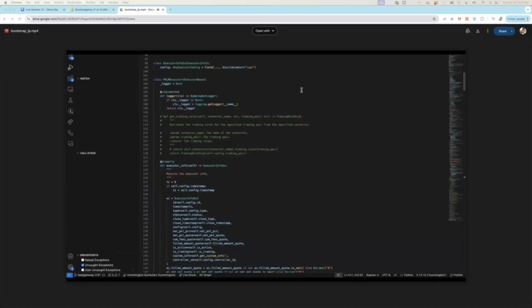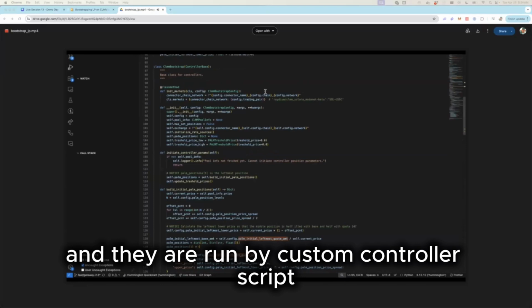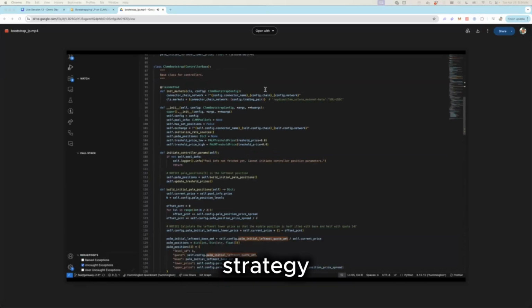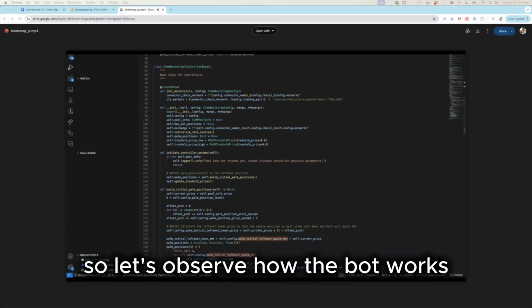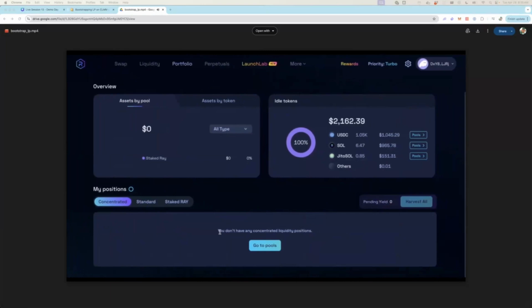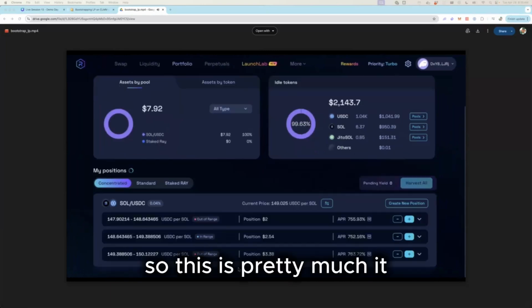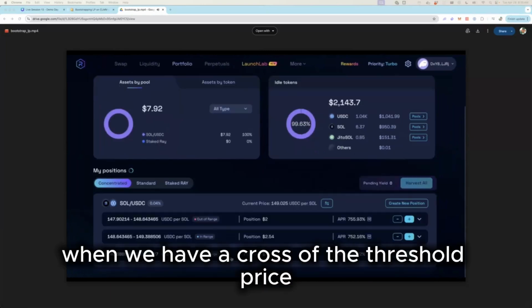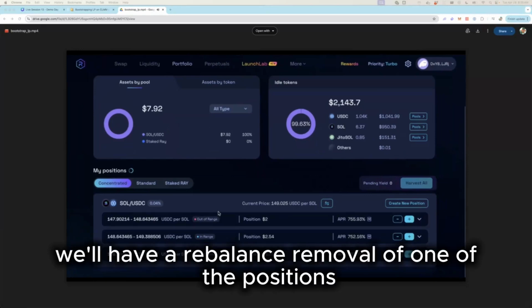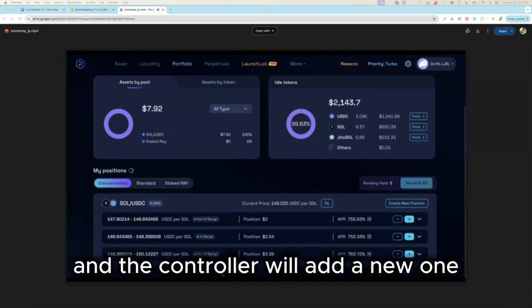This strategy implements a custom executor script, and they are run by a custom controller script that is loaded from the standard V2 controllers strategy. So let's observe how the bot works. We are starting the bot, and now we will observe our positions on Raydium. So this is pretty much it. When we have a cross of the threshold price, we will have a rebalance, removal of one of the positions, and the controller will add a new one.